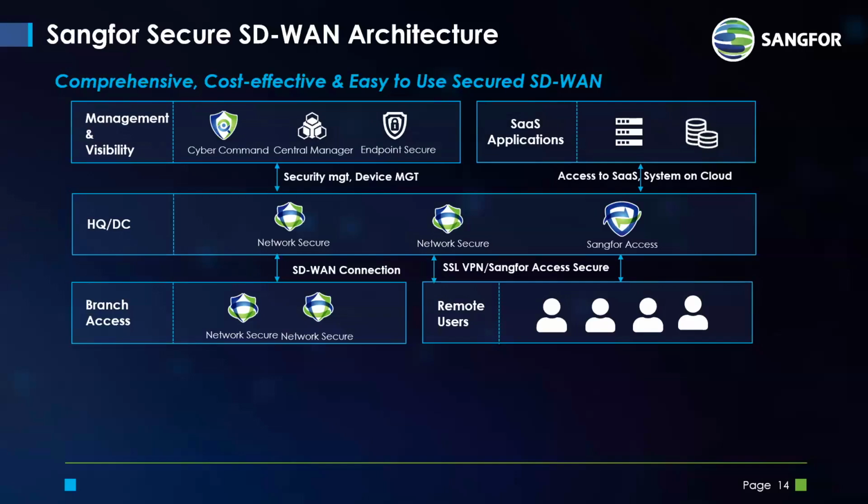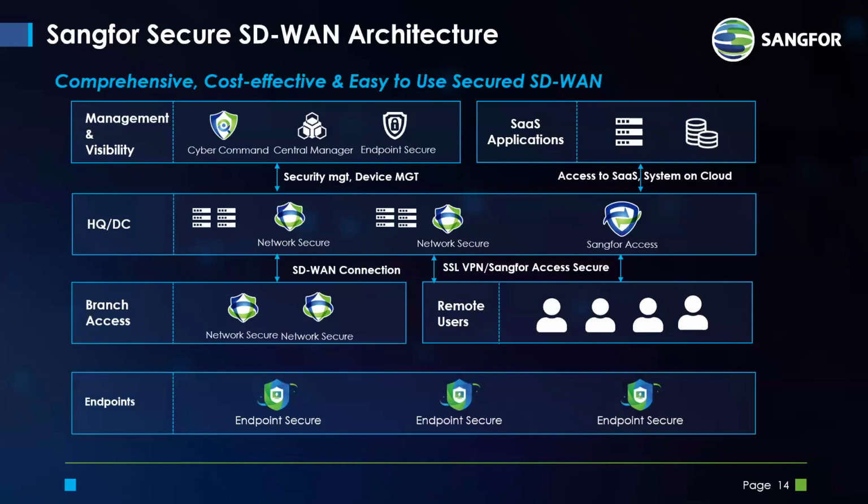Dynamic traffic routing and intelligent path selection ensure high availability and low latency for critical applications. The integration and correlation with Sangfor Endpoint Secure adds an extra layer of security by combining endpoint protection with network defenses. This holistic approach ensures not just the safety of network connections, but also the integrity of devices at the endpoint, providing comprehensive protection across the entire network infrastructure.